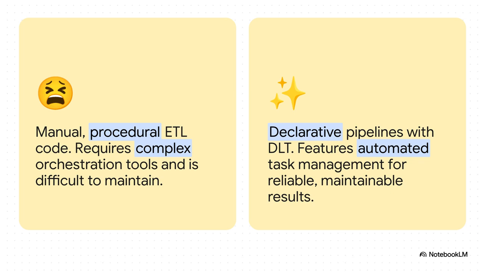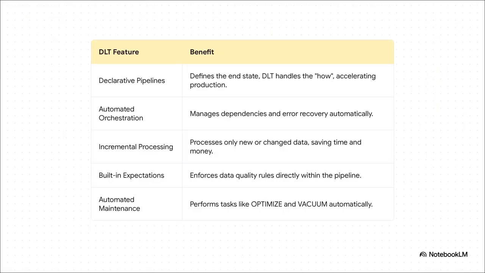Instead of telling it how to do everything step by step, you just declare what you want the final result to look like, and DLT figures out the how for you. And the benefits are just huge. DLT handles all the orchestration, managing all the dependencies and recovering from errors, so you can ditch a bunch of external tools. It processes data incrementally, which means it only looks at new or changed data. That saves a ton of time and money. Oh, and my favorite feature? You can build data quality rules, what we call expectations, right into the pipeline itself. So quality isn't some extra step at the end, it's a core automated part of the process from the get-go.